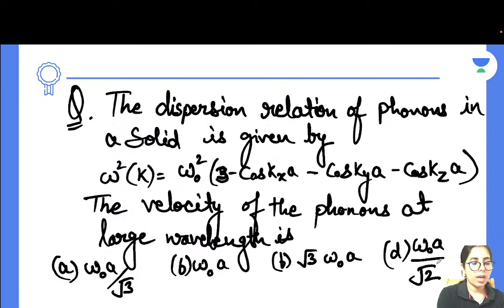Tell me if you have any doubt, we can consider that part then, but if everything is clear, that's great. You can go ahead to solve it and let me know whatever is the right option according to you. Otherwise, if anybody is not able to relate the formula, I'll be helping with that. The dispersion relation of phonons in a solid is given by this. Waiting for your reply, guys, and then I'll be continuing the discussion.